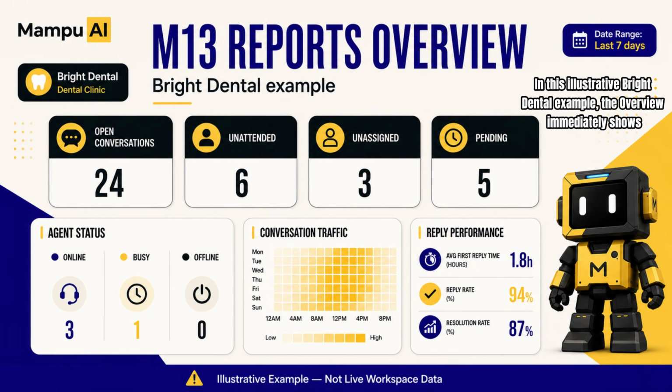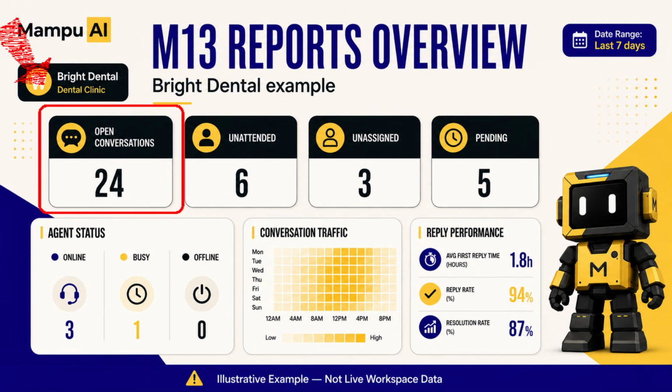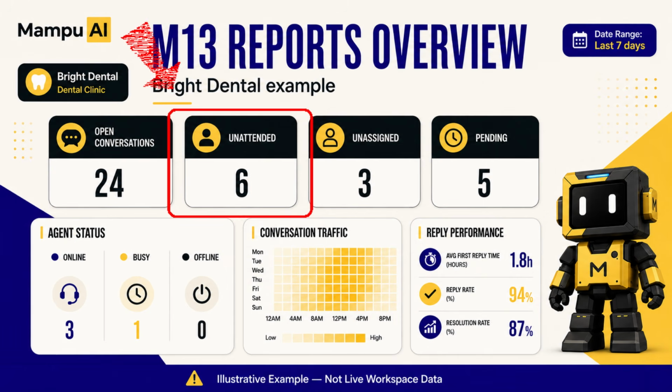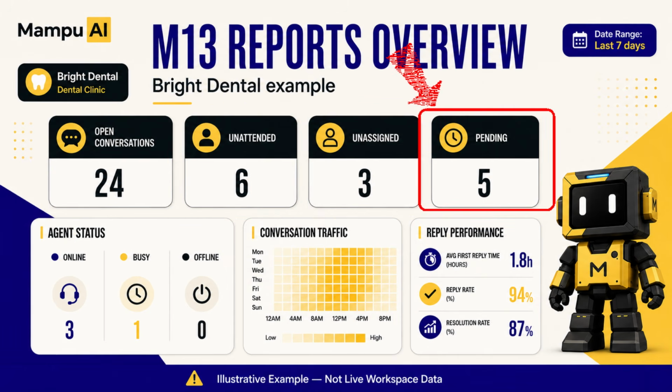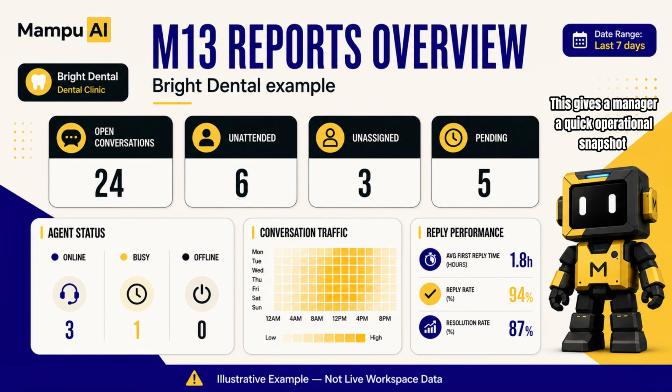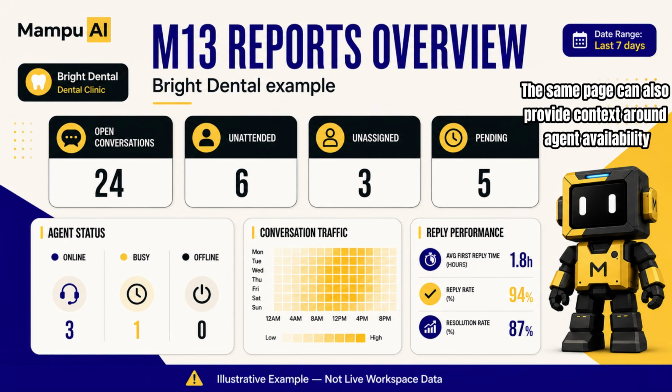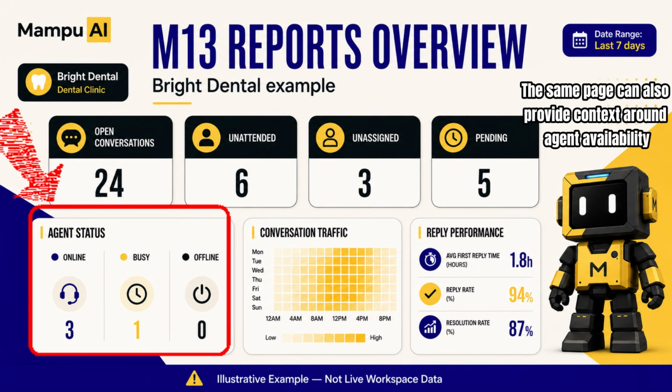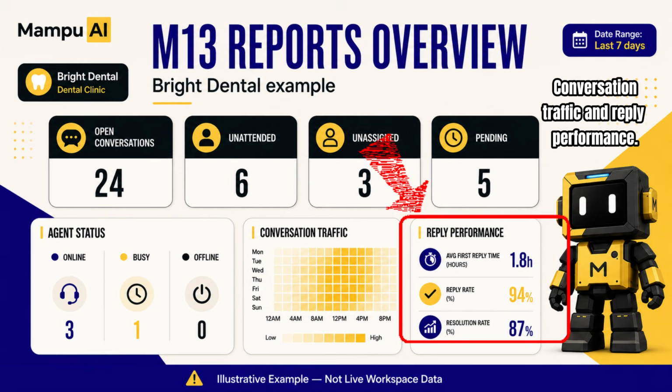In this illustrative Bright Dental example, the overview immediately shows 24 open conversations. 6 are unattended, 3 are unassigned, and 5 are pending. This gives a manager a quick operational snapshot and helps identify areas that may require immediate attention. The same page can also provide context around agent availability, conversation traffic, and reply performance.